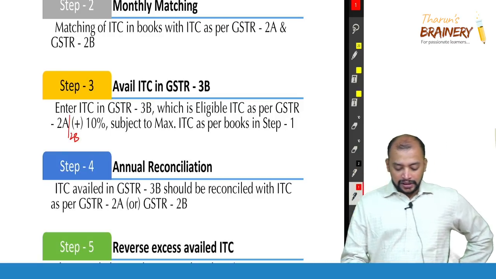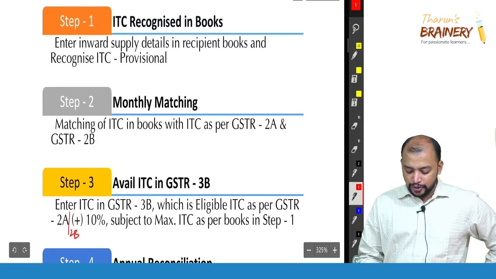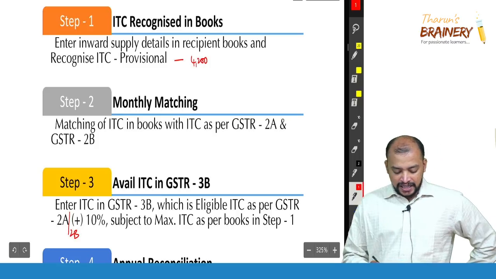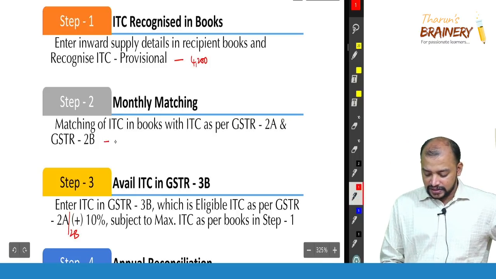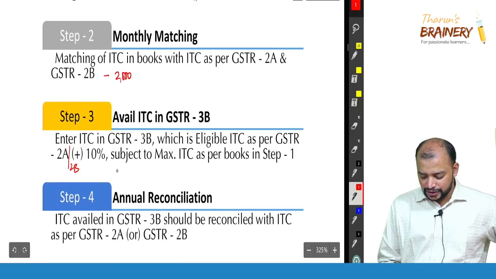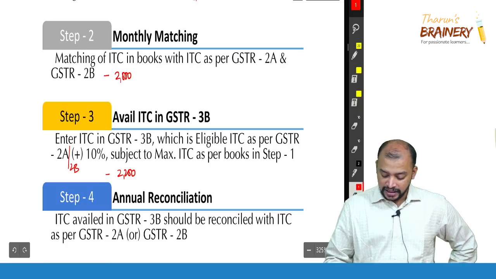For example, if the maximum ITC as per books is say 4,200 and matched ITC is 2,000, so how much can be taken as credit? 2,200. 2,200 can be taken as credit.